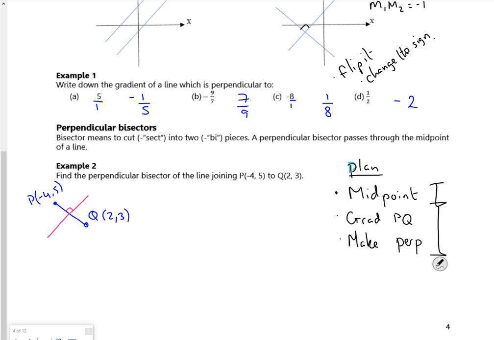Then you're going to use the midpoint and the perpendicular gradient in y minus y1.